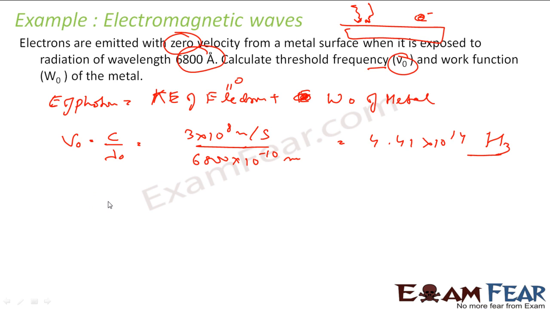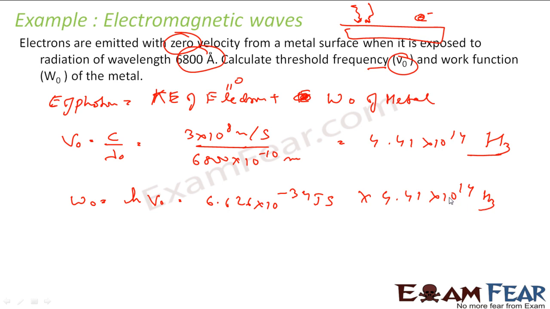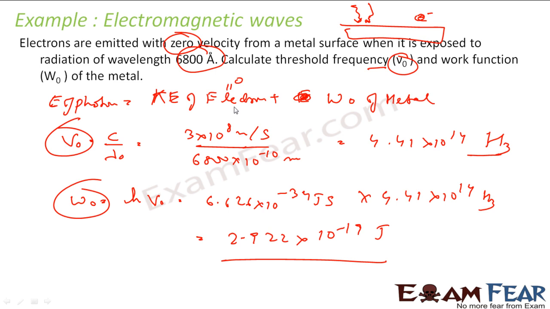Find the work function. Work function will be nothing but energy of photon, that is h nu naught, that is 6.626 into 10 to the power minus 34 joule second, the value of Planck constant, into nu naught, we got 4.41 into 10 to the power 14 hertz, right? So you solve this, you get 2.922 into 10 to the power minus 19 joule. This is the work function. See, the trick part here was the kinetic energy is zero, so this velocity is zero, so this part becomes zero. That is something which you have to understand.